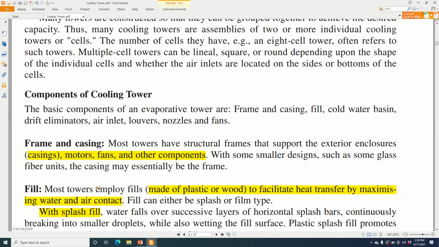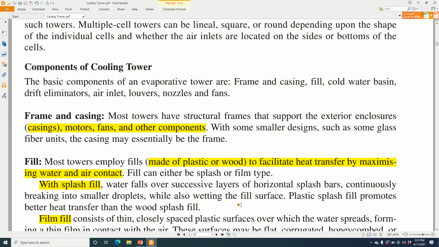Then the most important component of a cooling tower is called fill. It is made of plastics and or wood. It is used to facilitate heat transfer by maximizing water and air contact. So basically it is maximizing the contact between air and water. Fill is of two types. The first one is called splash fill, and the second type is film fill.